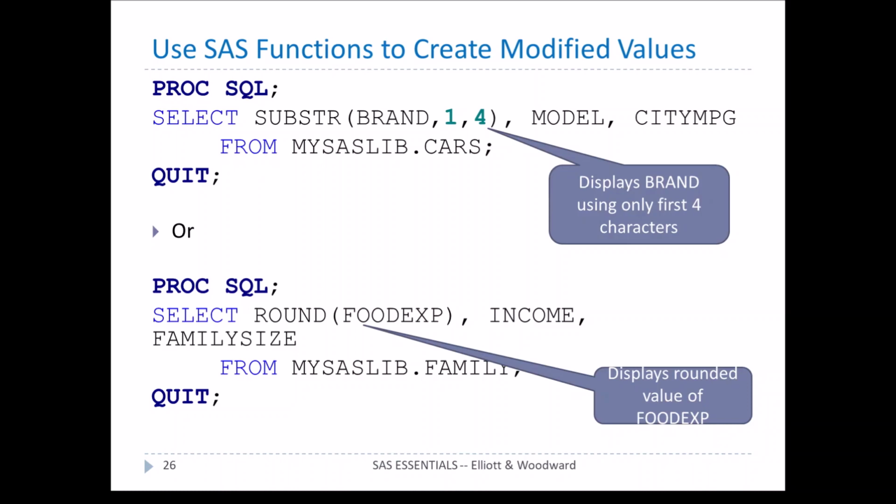In a second example, here we have select round of food expense. This is going to give the default round value for the variable called food expense. The column will be named food expense, but it will be displayed as a rounded value rather than whatever the value was in the actual data set.